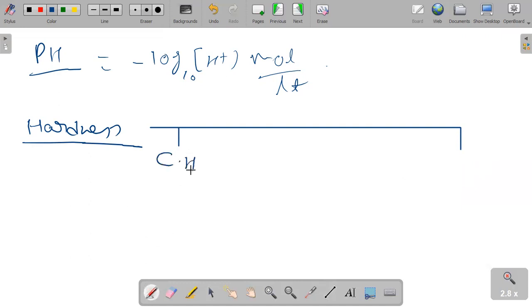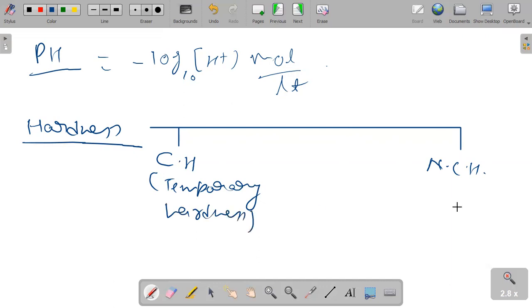That carbonate hardness and non-carbonate hardness. Carbonate hardness is also called temporary hardness. And non-carbonate hardness is also called permanent hardness. Okay.